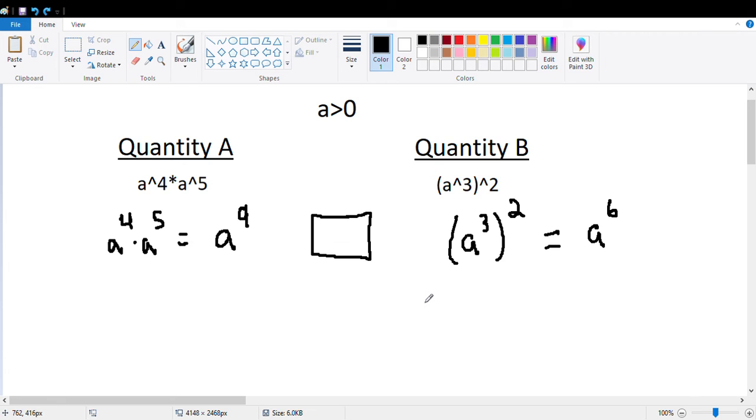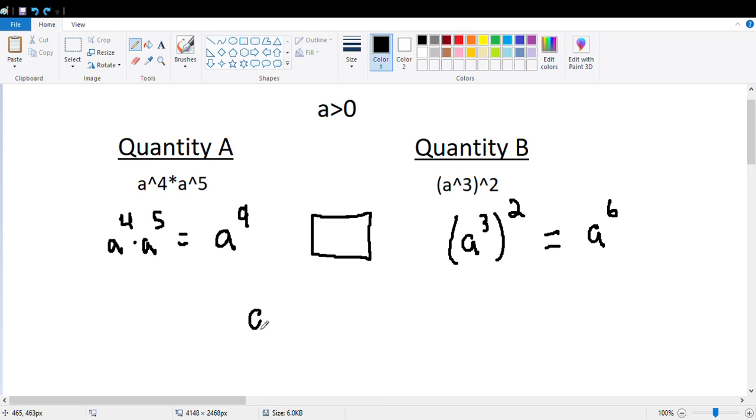But then again, and this has happened to me and to many other people, you forget about what's given, and it's given to us that a is greater than 0. So we know that both quantities on both sides will be greater than 0, because any number that is greater than 0 raised to some power, whatever power that might be, is going to be greater than 0. It's going to be positive. So I don't have that issue here. I can divide without worrying whether the sign of the inequality must switch or not.